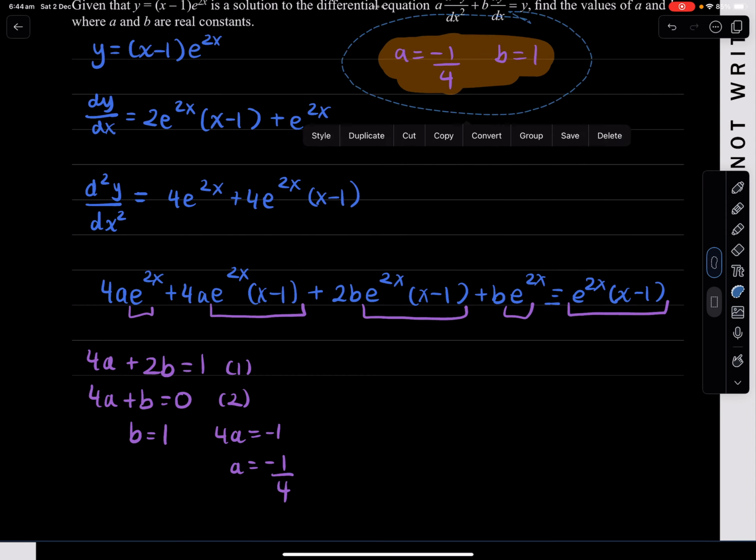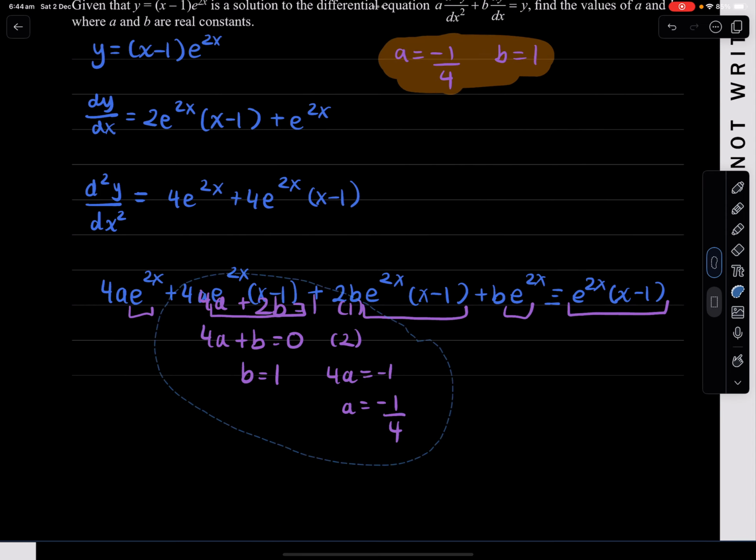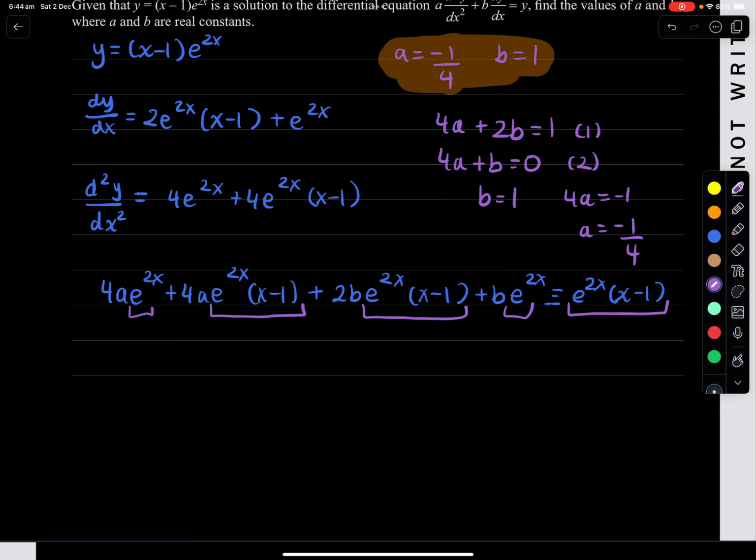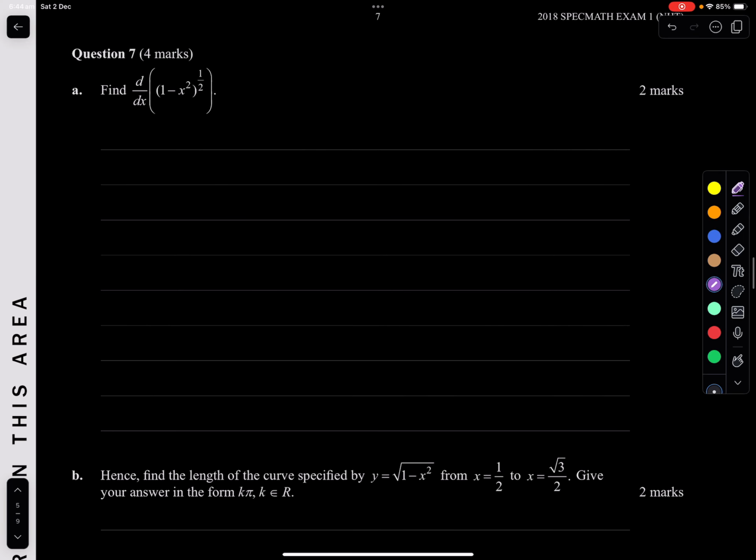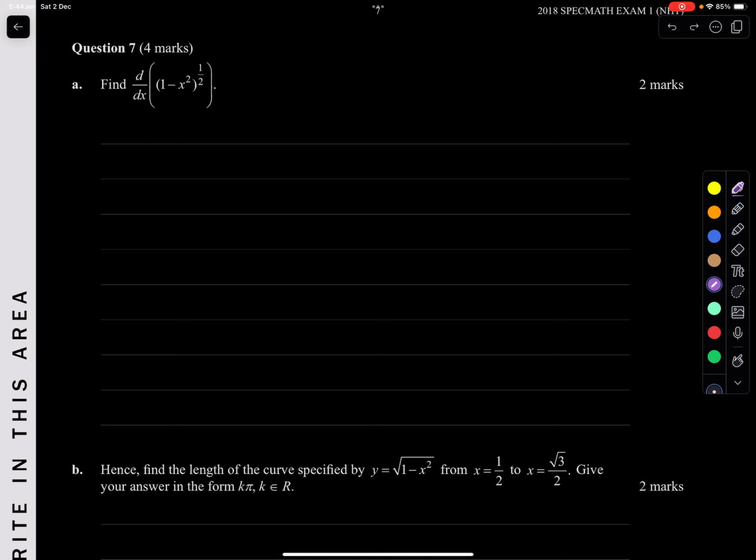Okay, so let's put those there, and those ones over here. Next question. Question 7. Find d/dx of the square root of 1 minus x squared. Okay, this is quite nice. Just because it's 2 marks, we do have to show some working out.